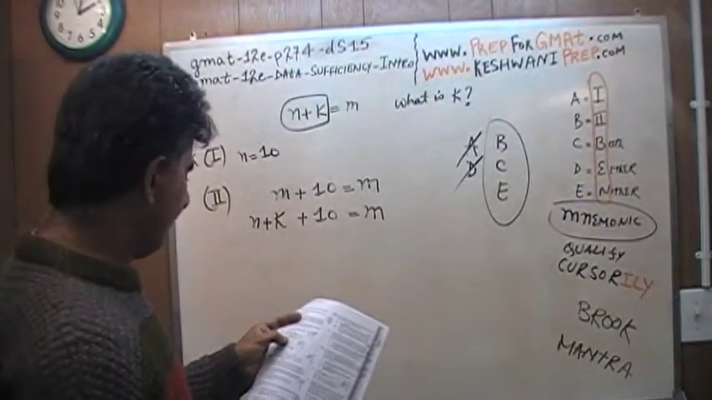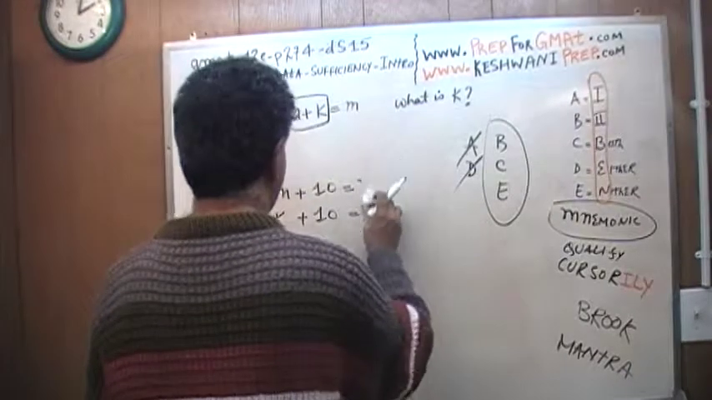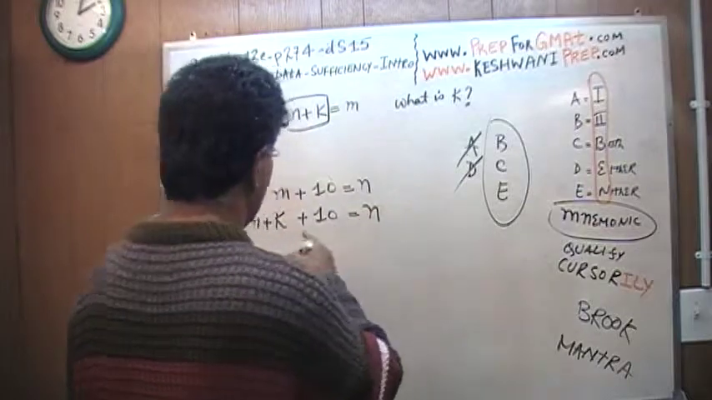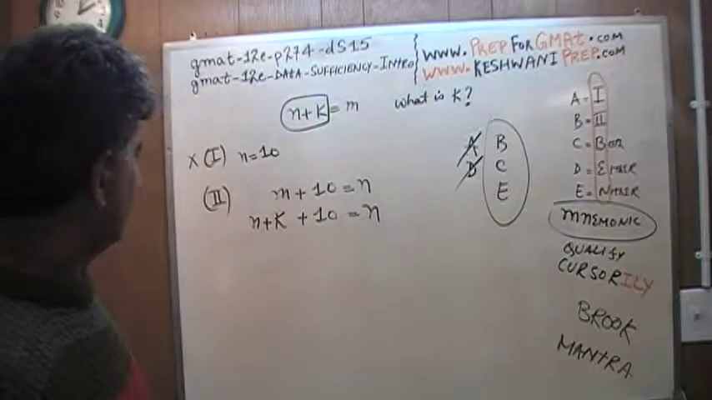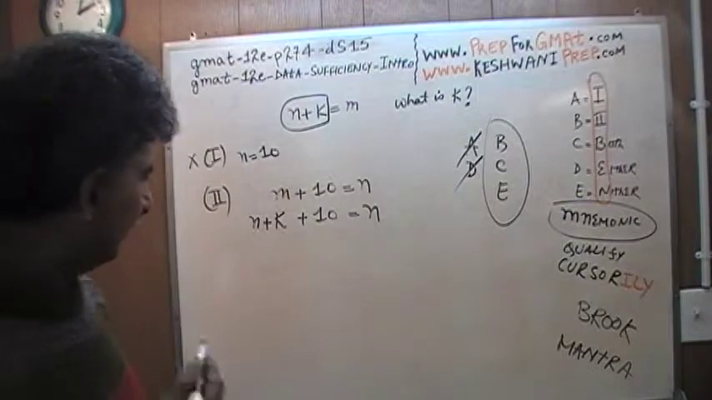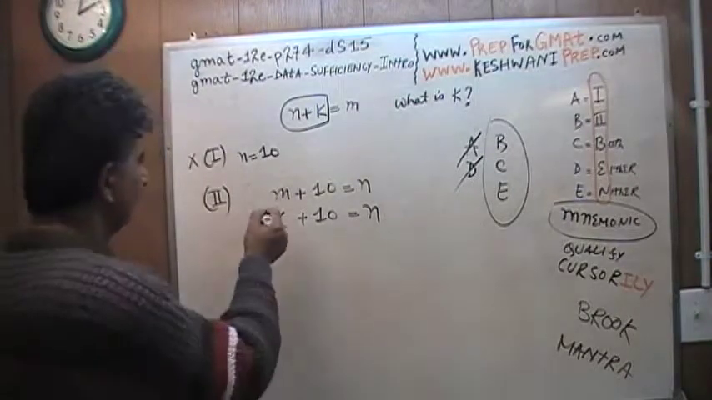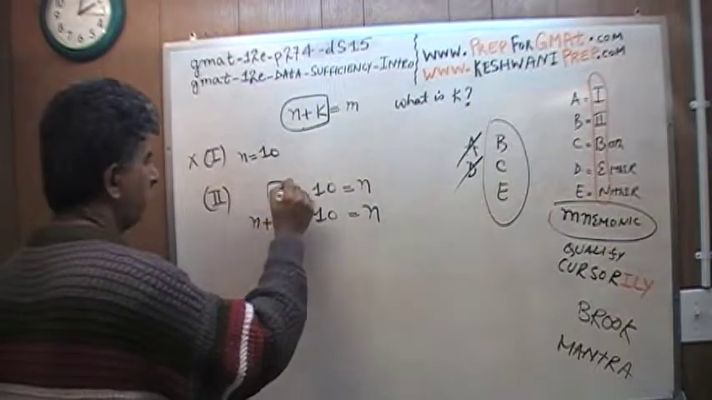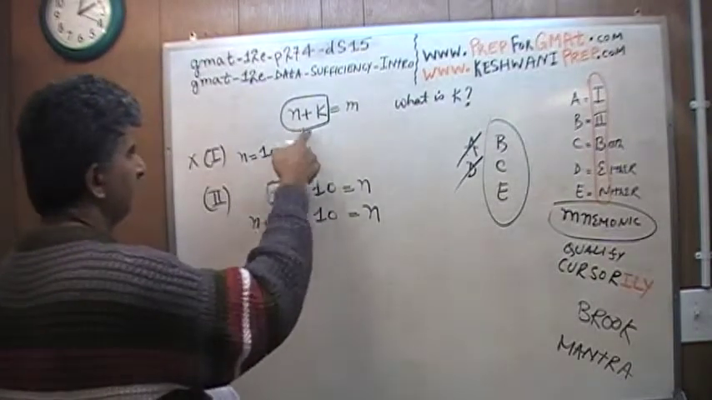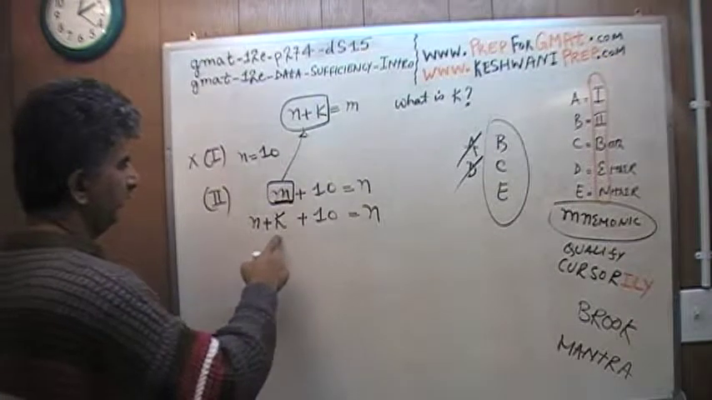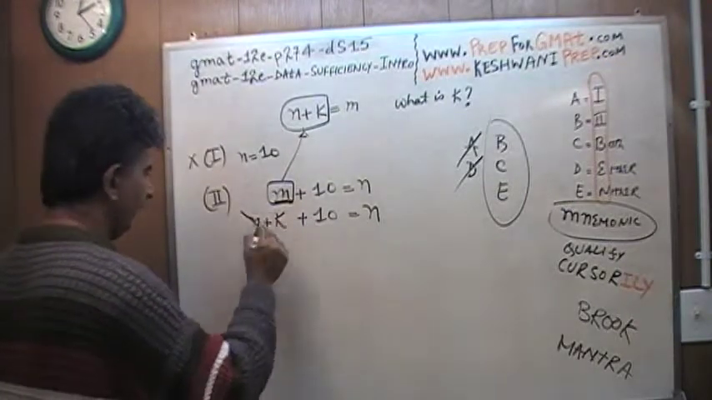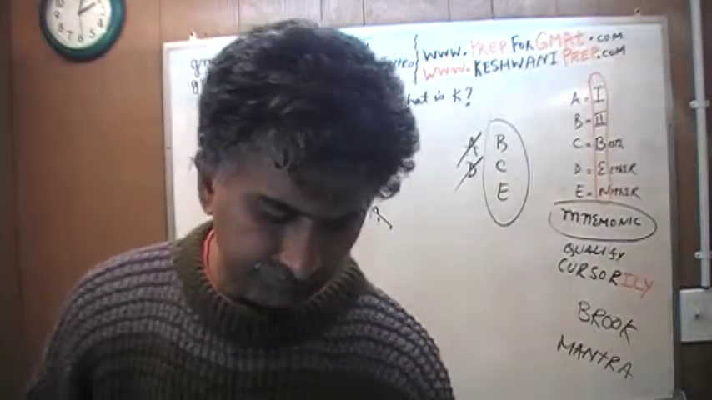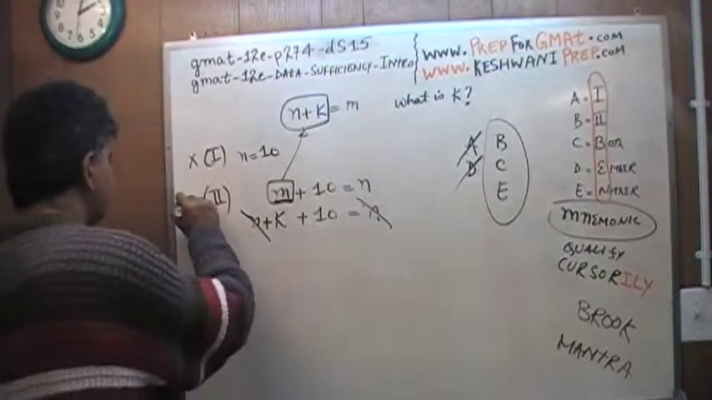The second statement tells us that m plus 10 equals n. This is your m, which we know is this n plus k. I'm just substituting here. N plus k plus 10 equals n. The n's drop out, and therefore k would be negative 10. So the second statement by itself does do the job.